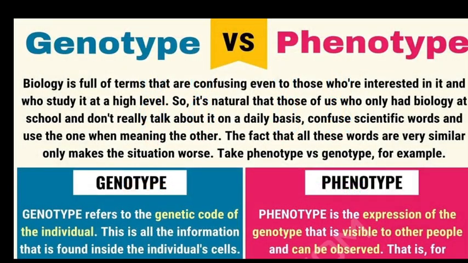Now, genotype and phenotype. To distinguish between the gene combination of a trait present in an individual and the actual expression of the trait, the Danish botanist W. L. Johannsen introduced the terms genotype and phenotype. Genotype refers to the genetic constitution, while phenotype refers to the external appearance.